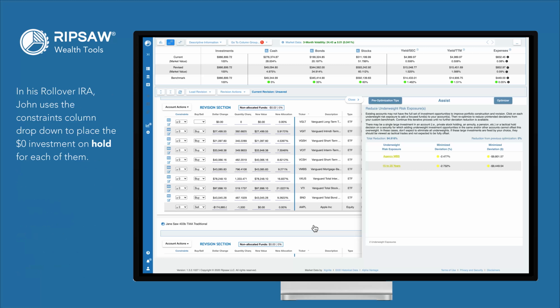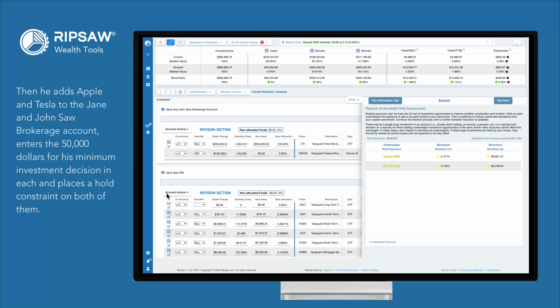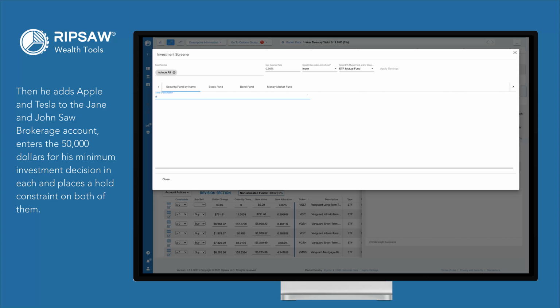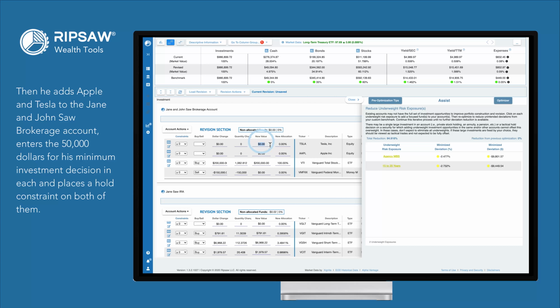In his rollover IRA, John uses the constraints column dropdown to place the $0 investment on hold for each of them. Then he adds Apple and Tesla to the Jane and John Saw brokerage account, enters the $50,000 for his minimum investment decision in each, and places a hold constraint on both of them.